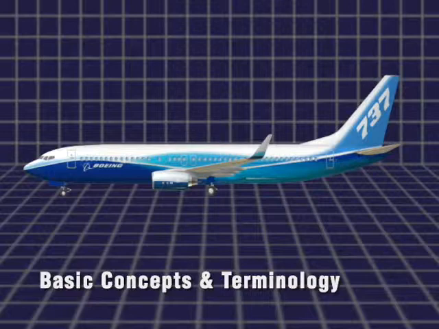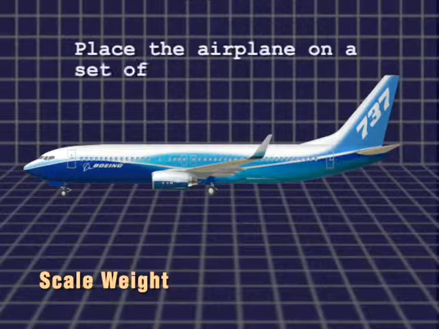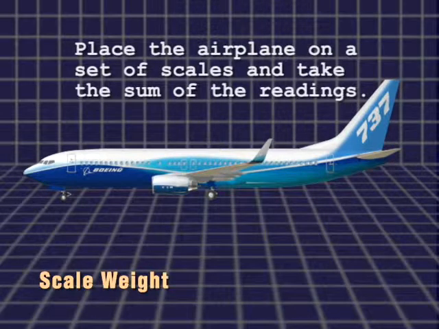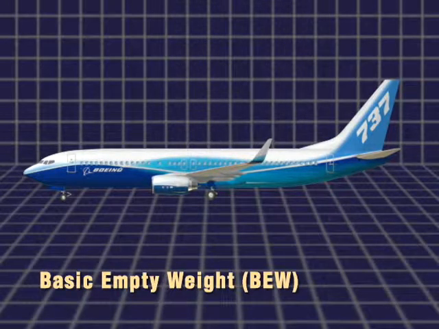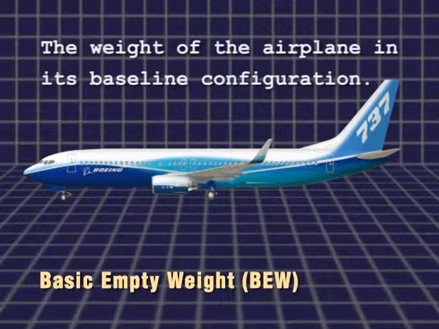The first term is the most obvious: scale weight. You obtain the scale weight by placing the airplane on a number of scales and adding the readings from each of those scales. Basic empty weight, or BEW, is the weight of the airplane in its baseline configuration. That baseline configuration is defined differently from airline to airline, but can be characterized as the weight of the empty airplane, not including those items that are likely to be different from flight to flight.